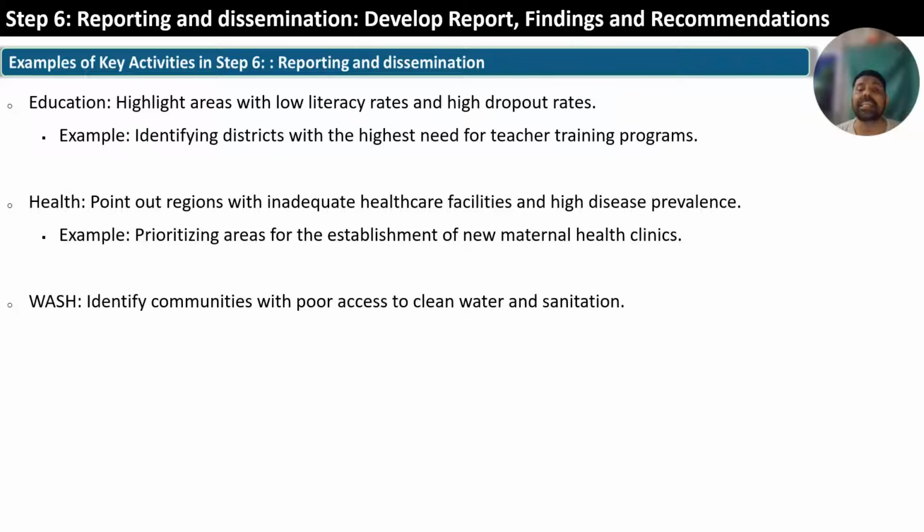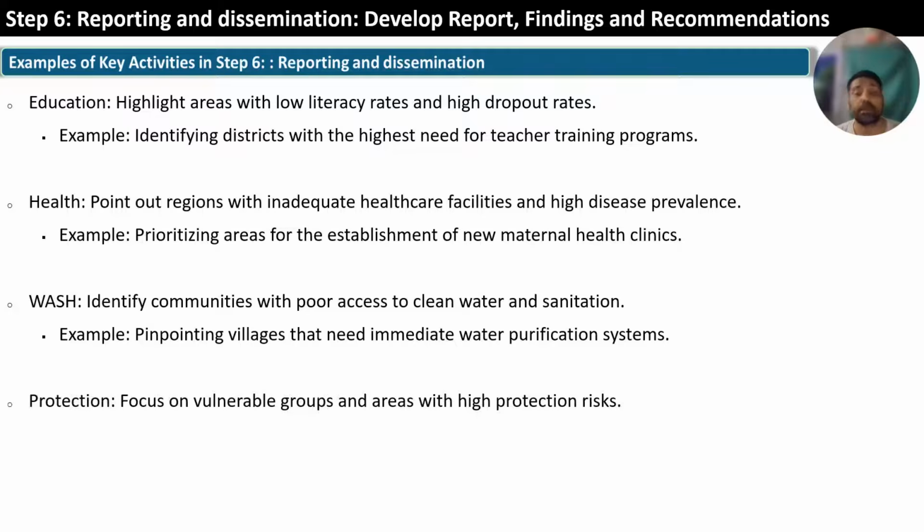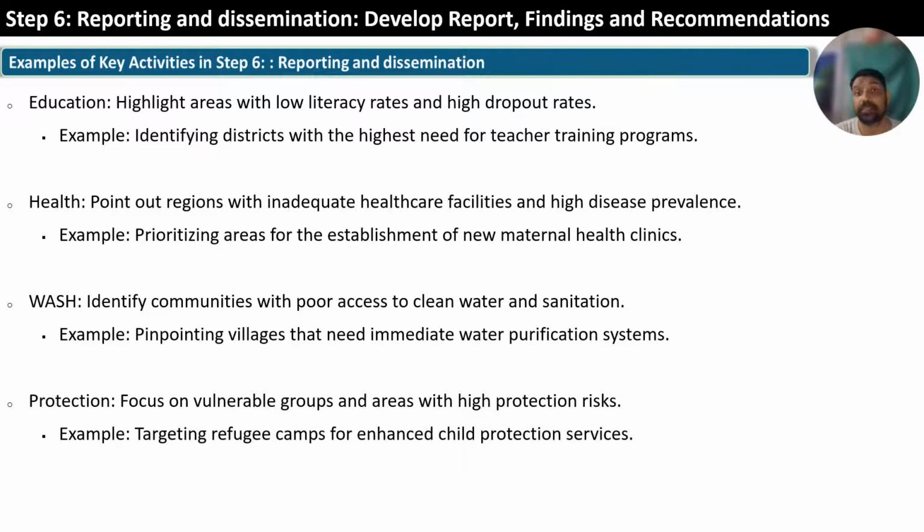In WASH, identify communities with poor access to clean water and sanitation, for example, pinpointing villages that need an immediate water purification system. In the protection sector, focus on vulnerable groups and areas with high protection risks, for example, targeting refugee camps for enhanced child protection services.